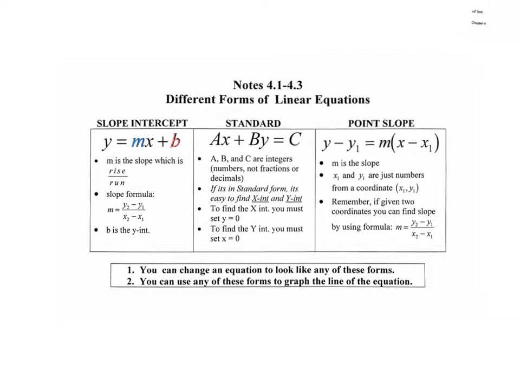I could give you something like 3x minus 5 equals 2y. I could give you that equation, and I could tell you write it in all 3 different forms. You'd have to change it to slope-intercept. You have to change it to standard form. You have to change it to point-slope, right? So you're going to have to be responsible for memorizing all 3 forms, being able to change any equation to any of these 3 forms.